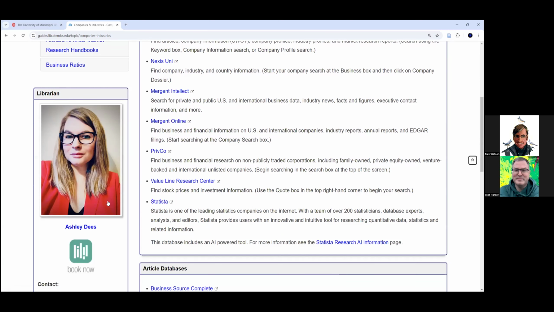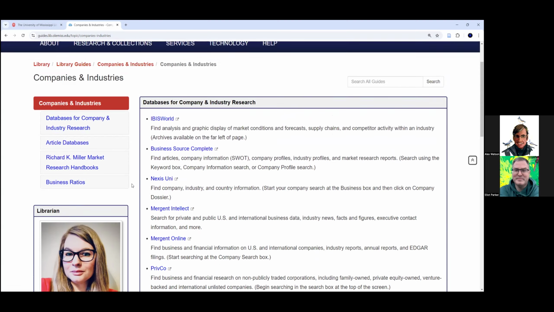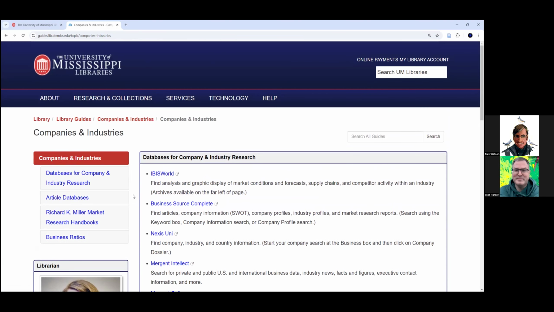This page also has information on our business librarian. If you find yourself needing or wanting more in-depth business information, you can always reach out to the business librarian. I am able to help with most business style research at this level, but if you are interested in learning more, or if you're interested in becoming a power user for one of those products that I've shown you, it's definitely worth reaching out to the business librarian as well.